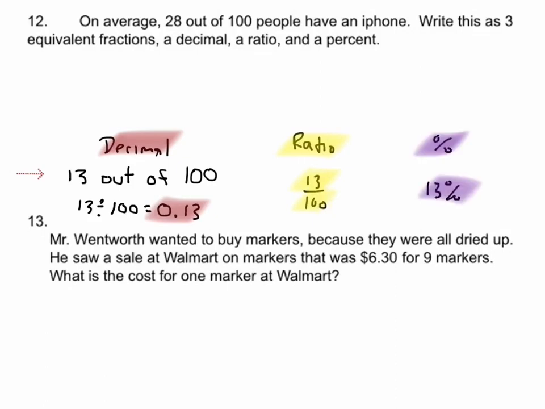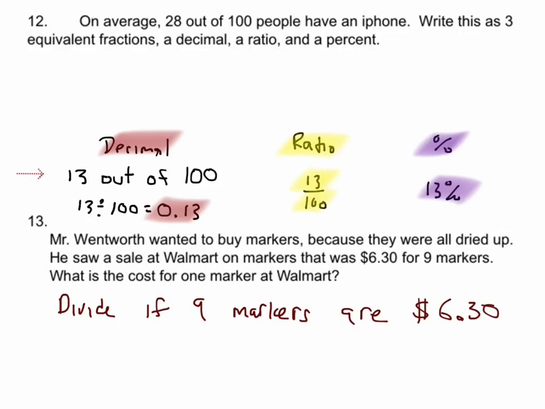Okay, so they're all dried up. He saw a sale at Walmart. Blah, blah, blah. How much was one marker? Divide. If 9 markers are $6.30, divide to find 1.